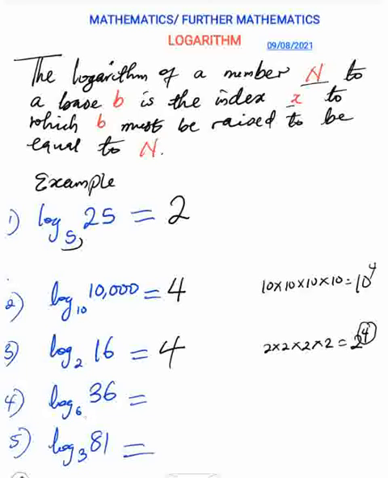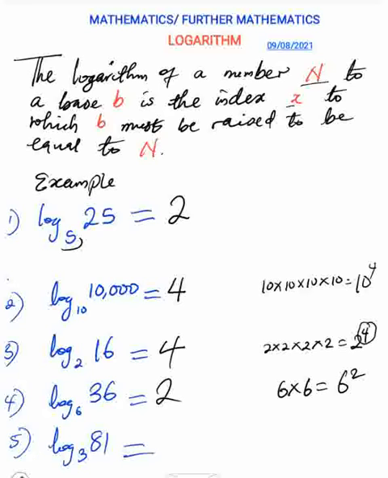Now we have 36 base 6. In other words, how many times are we going to multiply this base by itself to give 36? That is, 6 times 6 is 36. That is, 6 raised to the power of 2, we give 36. And so, the logarithm of 36 to base 6 is equal to 2.